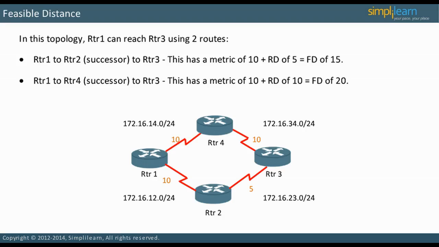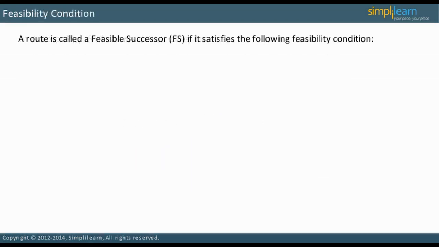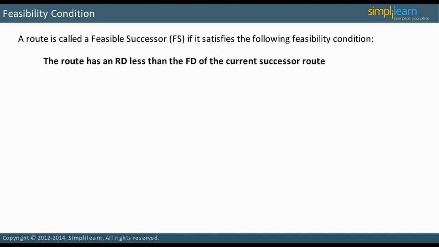Let us next discuss the feasibility condition. A route is called a feasible successor, FS, if it satisfies the feasibility condition. This condition states that if the route has an RD less than the FD of the current successor route, it can be an FS. This mathematical construct ensures a loop-free topology.